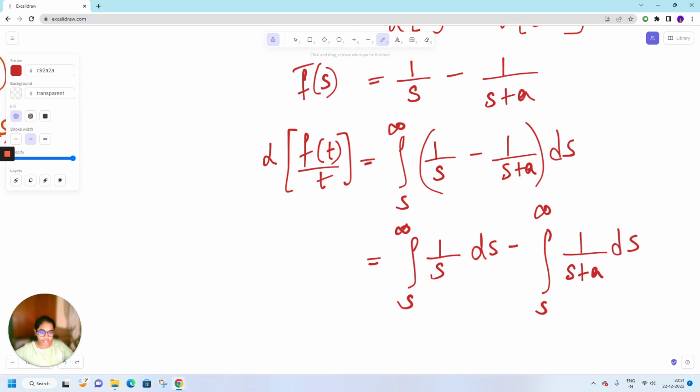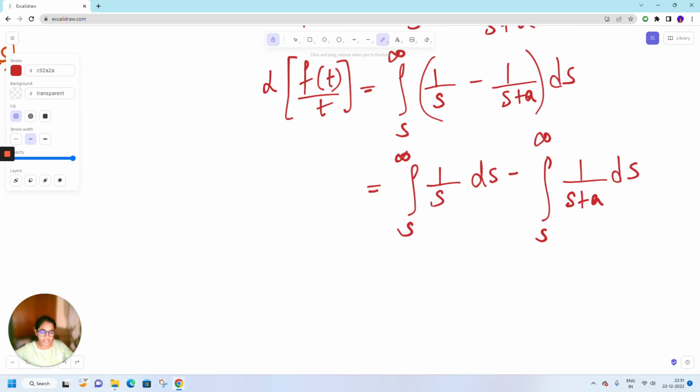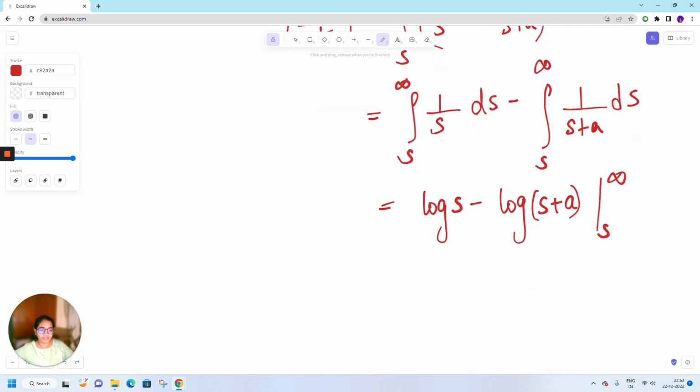What is the integration of 1 divided by s? It is log s. Minus, what is integration of 1 divided by s plus a? It is log of s plus a. What are the limits? The limits are from s to infinity. Okay. Now we have log s minus log of s plus a.